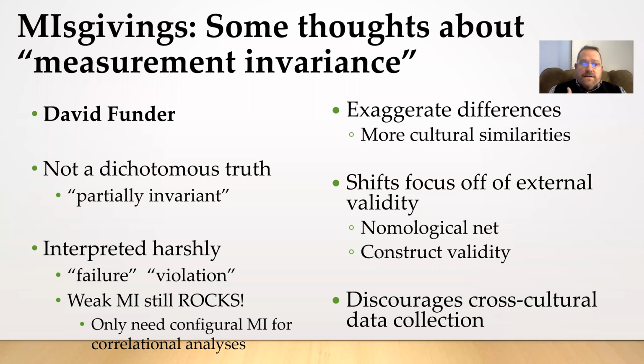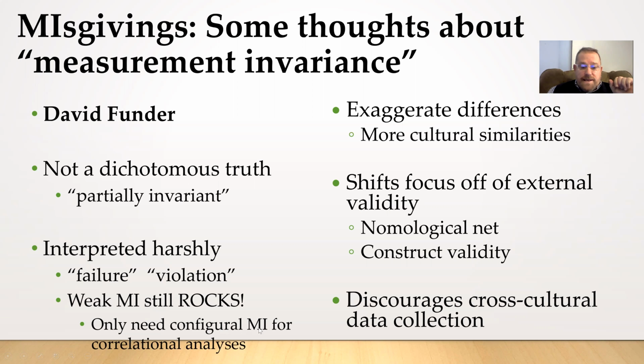So measurement invariance is not a dichotomous truth. Scales can be partially invariant, and it's worth knowing that. And if scales are partially invariant, if a majority of the items are actually invariant, then you probably still could compare scores across cultures. You could ask substantive questions. So sometimes people get into this yes or no mindset, and that does them a disservice.